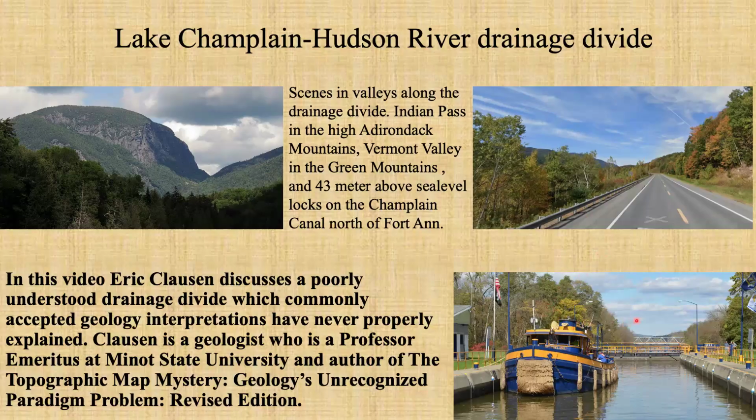we have what I'm going to call the Great Valley, where the floor is almost at sea level, and there's a canal that connects Lake Champlain with the Hudson River, and the boat here is at the highest point on the canal, which is 43 meters above sea level. Now, the Indian Pass here in the Adirondack Mountains in this valley is 864 meters above sea level, and the Vermont Valley here, where it crosses the drainage divide, has an elevation of 245 meters. And we're going to look at a number of other valleys.